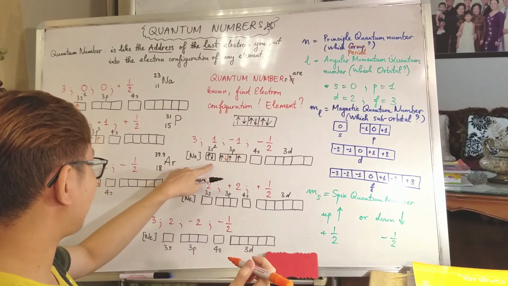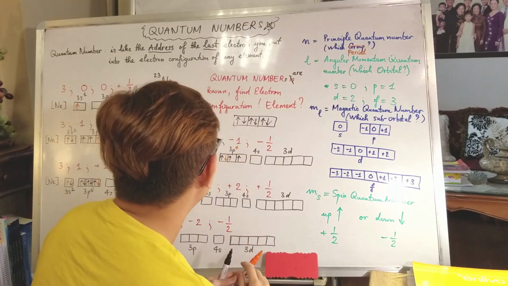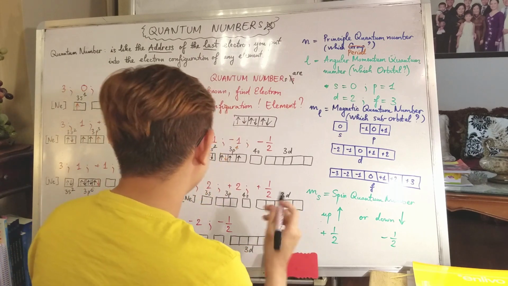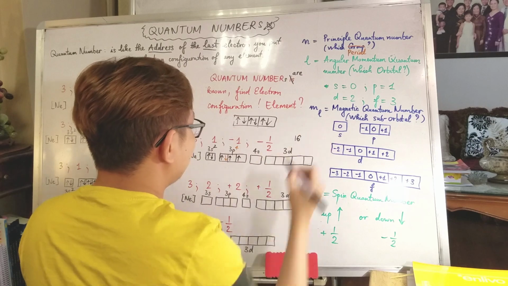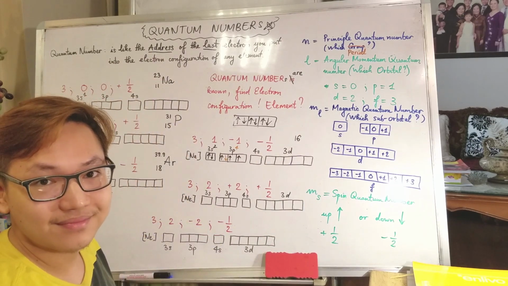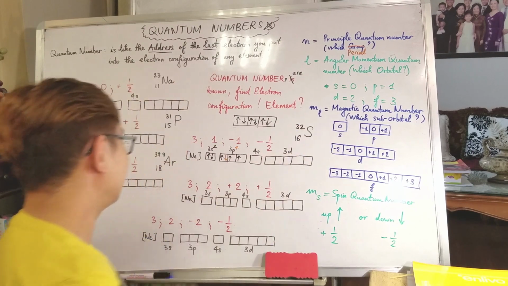10 plus 2 is 12. 12 plus 4 is 14. Sorry. 10 plus 6 is 16. What is element 16? It's sulfur. Very good. How about here?